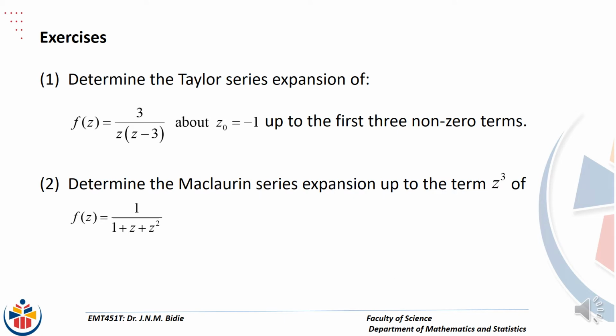Here are some exercises. The first one, f of z is 3 over z into z minus 3 about z naught equal to negative 1, and up to the first 3 non-zero terms. And we are supposed to do the Taylor series expansion, and then the Maclaurin series expansion up to the term z cubed. Then our f of z is that, and then we may factorize it and then find partial fractions. Remember, Maclaurin series means z naught is equal to 0 in our expansion.